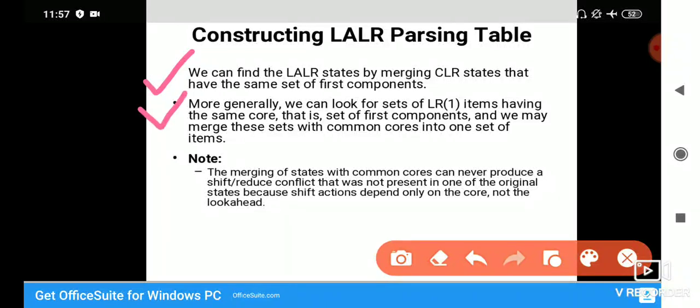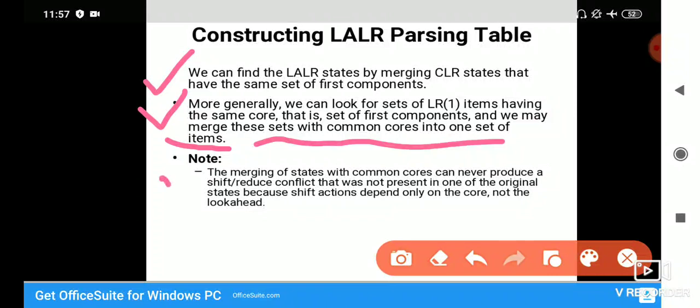Now the second point says, more generally we can look for sets of LR1 items having the same core. The first component is said to be the core, the second component is said to be the lookahead. So we will try to find the components having the same core, that is the set of first components, and we may merge these sets with common cores into one set of items. So looking into the first component, if they are the same, we will try to combine or merge them into one set of components.